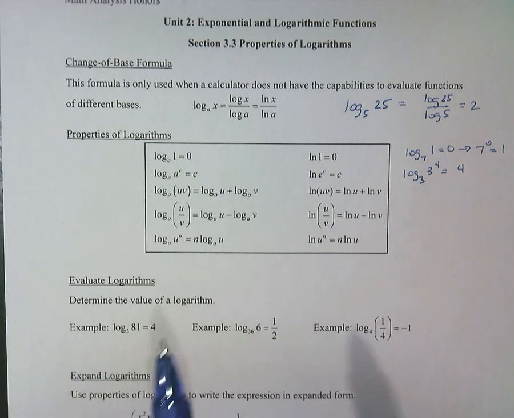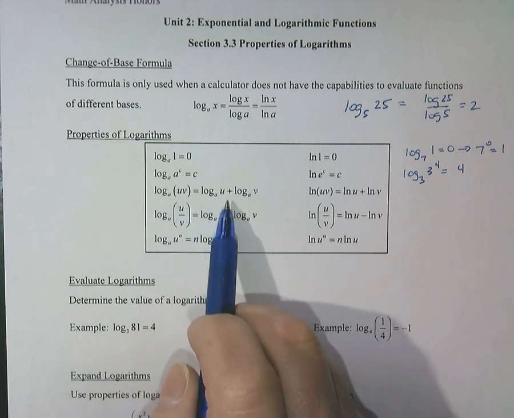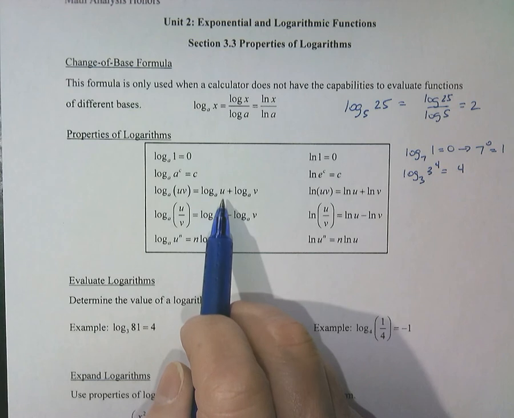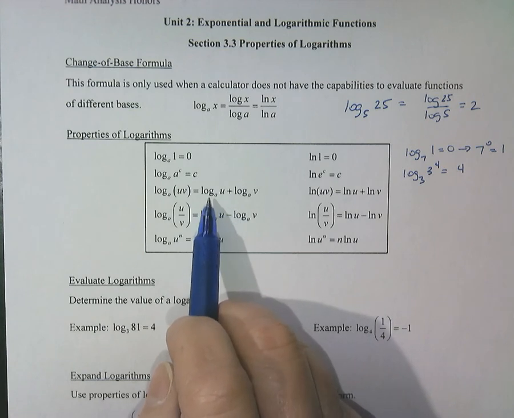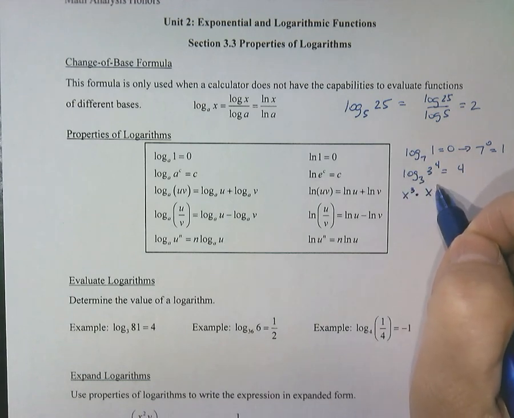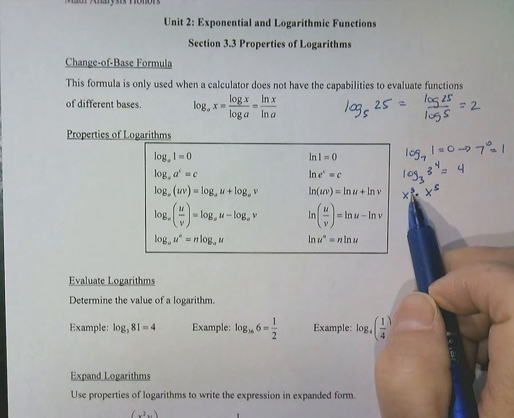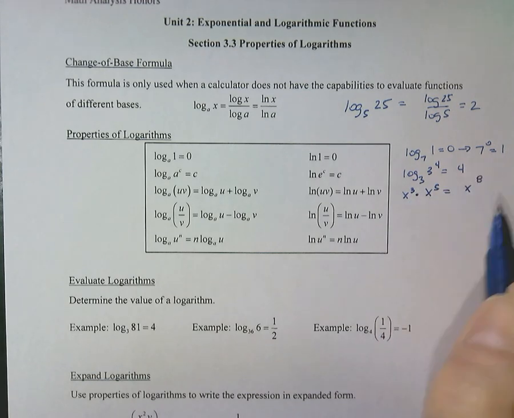When you're multiplying inside a logarithm, you can split it apart, you can expand it by addition, and this works the same way with exponents. So if I have x to the 3rd multiplied by x to the 5th, I have 3 here, I have 5 here, so this is going to be x to the 8th. So I add the 3 and the 5.